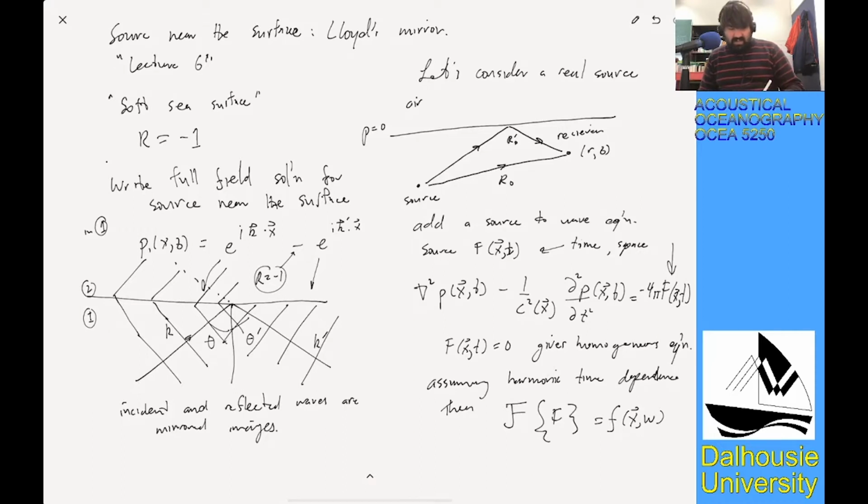So what does this give us? What does the Helmholtz equation look like with a source? Well, we've got our Laplacian, we've got our k squared. We still have an inhomogeneous k.